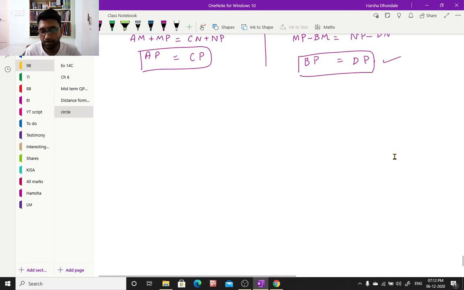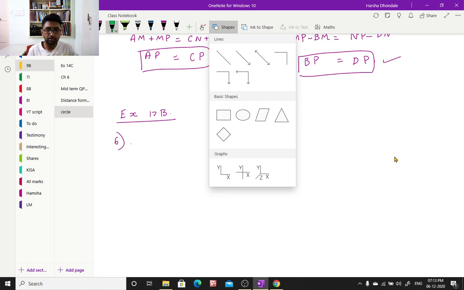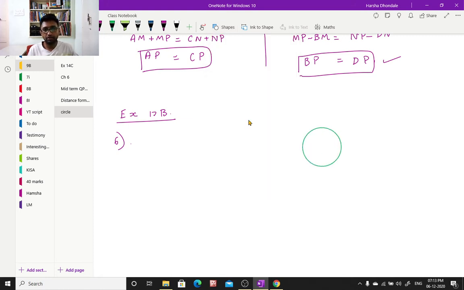And then from the exercise, which is exercise 17B, we move to problem 6. We'll solve problem 6. Where is it? 17B, sixth one. All right. He's given a diagram. I'll copy the diagram. There's a circle, and then there's a square.